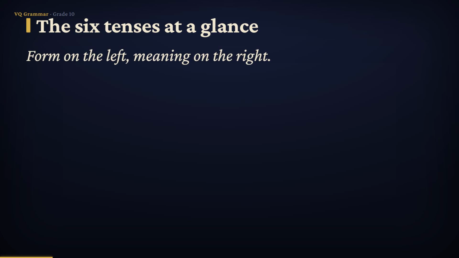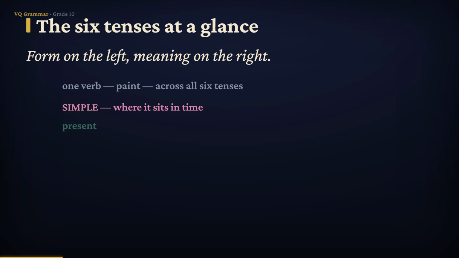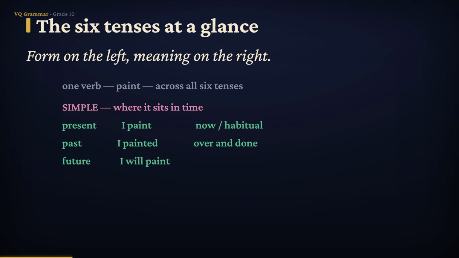Here is the whole system on one board. 1 verb, paint, across all 6 tenses. The top half is the simple group, and each one just says where the action sits in time. Present, I paint, happening now, or habitually, week after week. Past, I painted, over and done. Future, I will paint, still ahead of me.